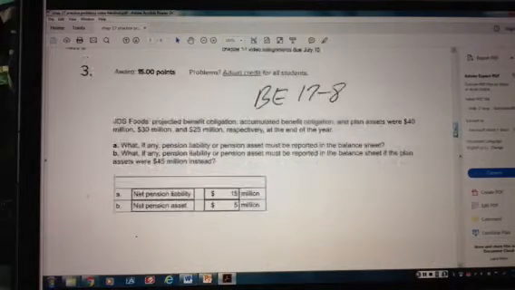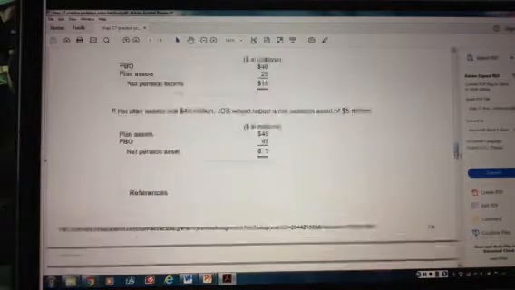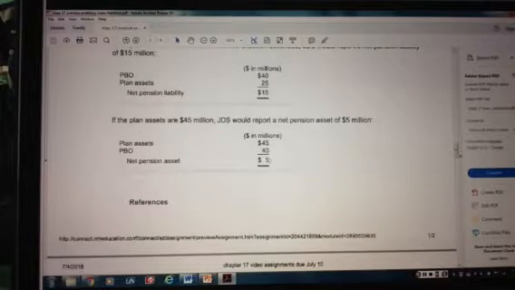So if we go back up to the second part, what if instead of only $25 million in plan assets, we had $45 million instead? Now that's a much healthier plan. We owed $40 million, but we have more money put away in the trust fund. We have $45 million. So are we going to have a net pension liability or a pension asset this time? Well, that's easy to see. If the plan assets are more than the PBO, then you're going to have a net pension asset.